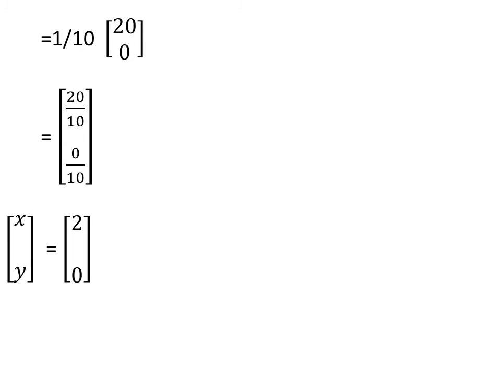Now 10 is divided by all the terms in the matrix, so we can write it as 20 by 10 and 0 by 10. By dividing these terms, we will get the next matrix with the elements 2 and 0. Here we compare both the sides, which will give us the values of x and y. In this way, we get the value of x equal to 2 and the value of y equal to 0. Both these values satisfy the given equations.